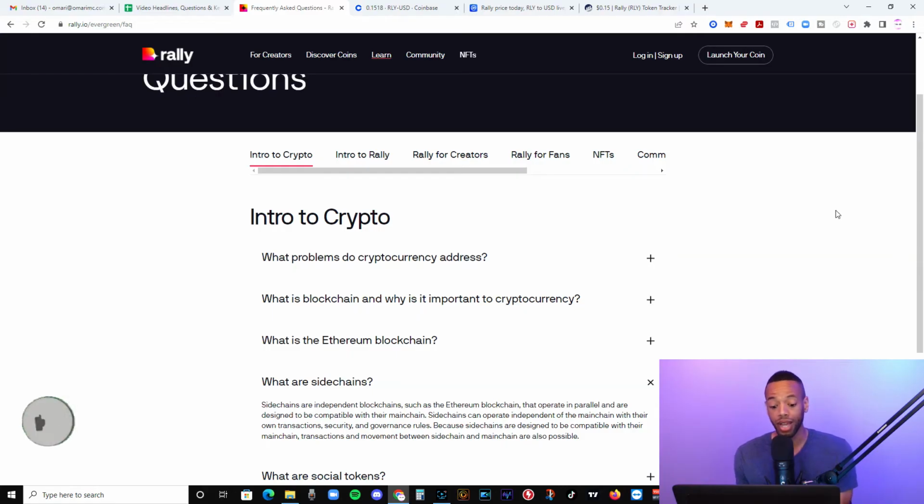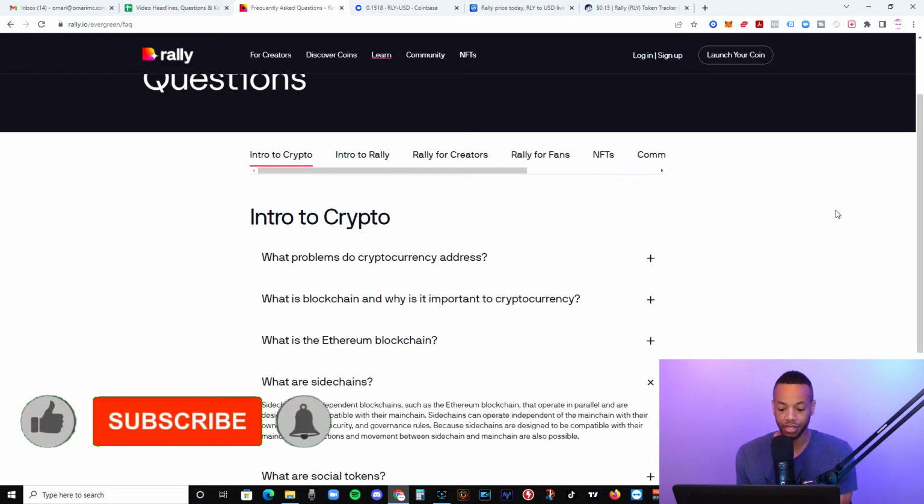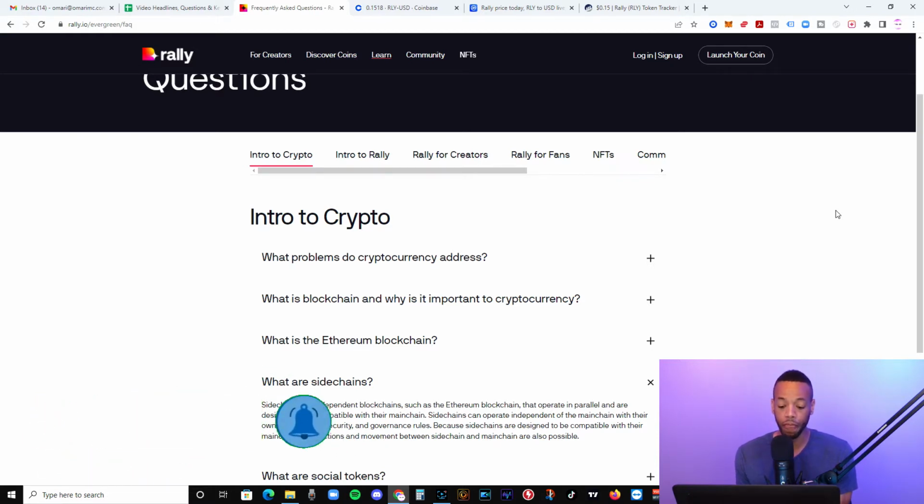A sidechain, I'll give you the technical definition first, and then we'll go more into practical examples so you can see exactly what this is like. Because I believe most people can hear the technical answers, but until you actually see it in practice, it's not going to click. So sidechains are independent blockchains, such as the Ethereum blockchain, that operate in parallel and are designed to be compatible with their main chain or mainnet.